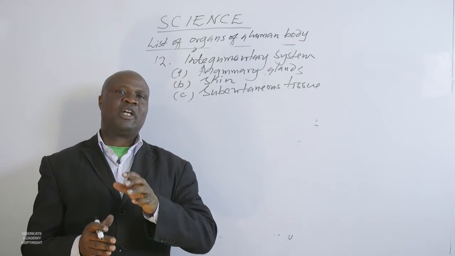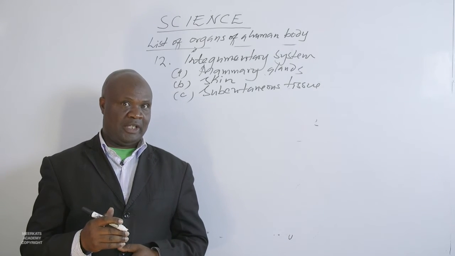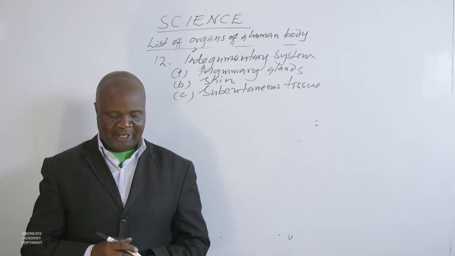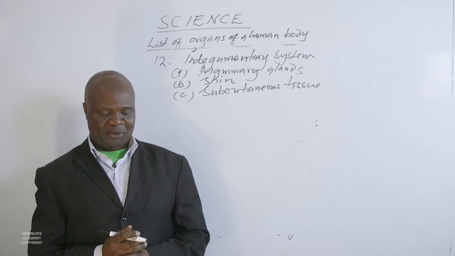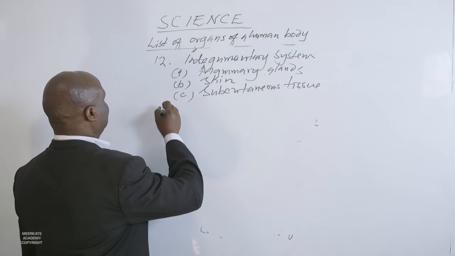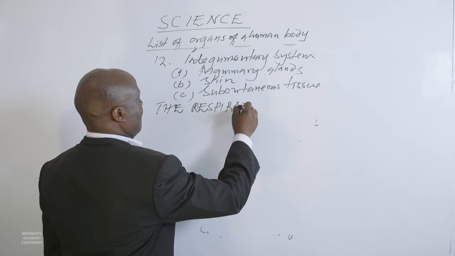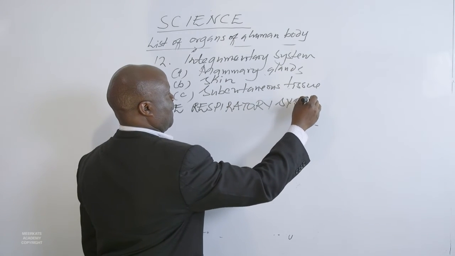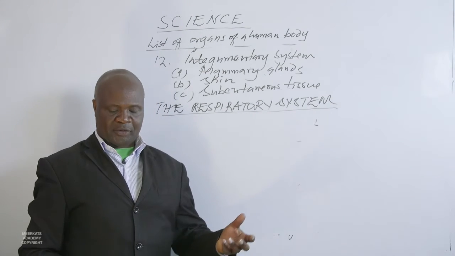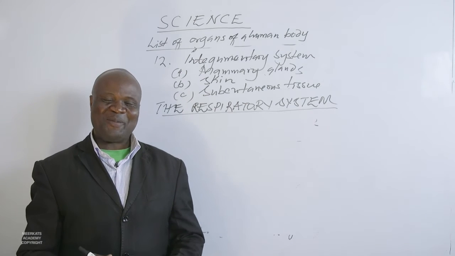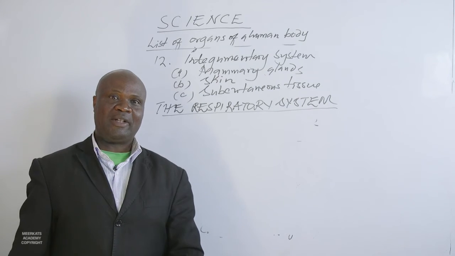And we had said that we shall pick some of these systems and study them in depth. Today, we shall start on the respiratory system, or breathing system, so that we see exactly what happens. So the respiratory system. We are calling it the respiratory system. We can also call it the human breathing system. What happens and how a human being is able to breathe and so forth.